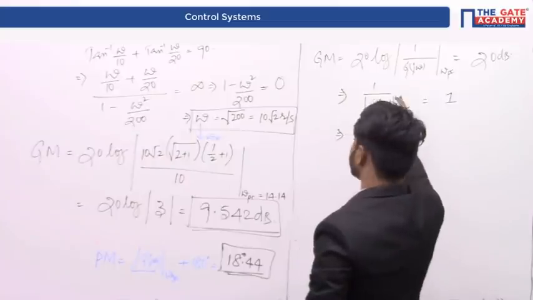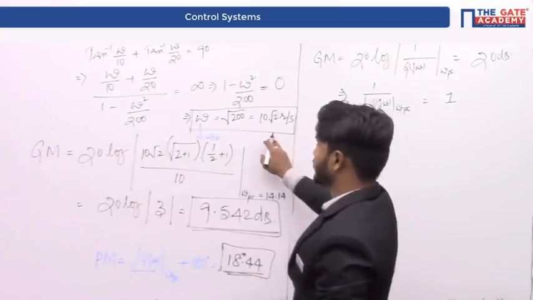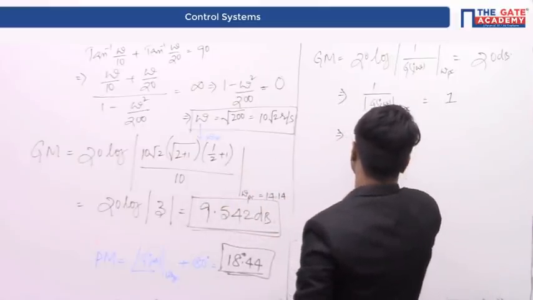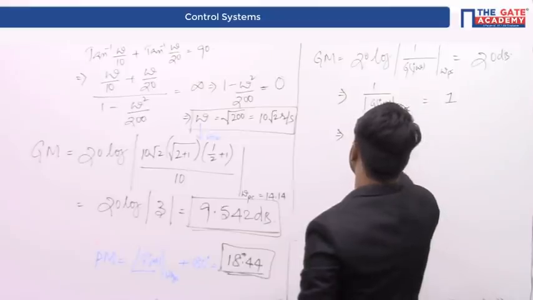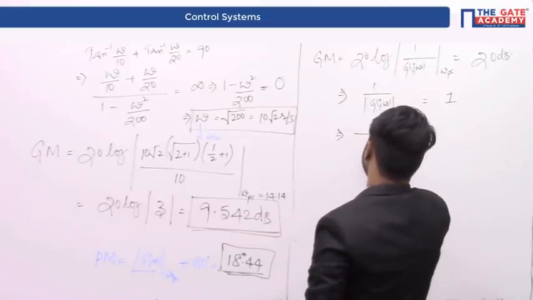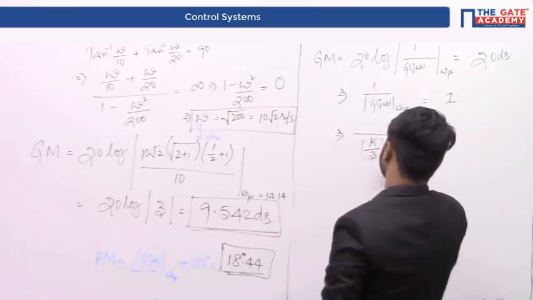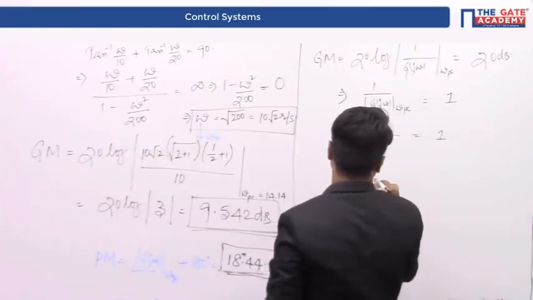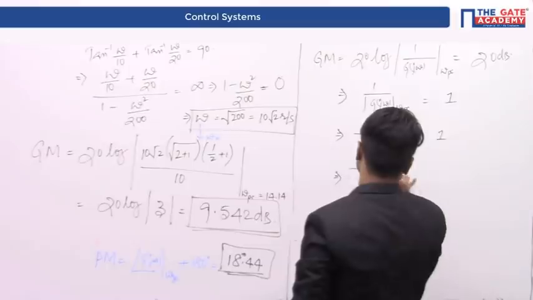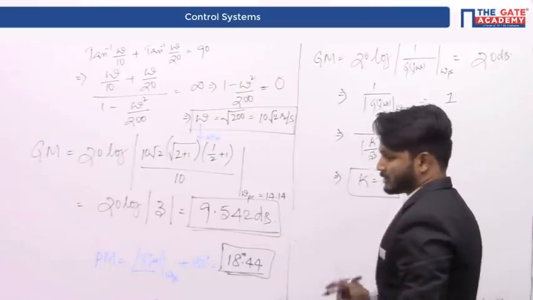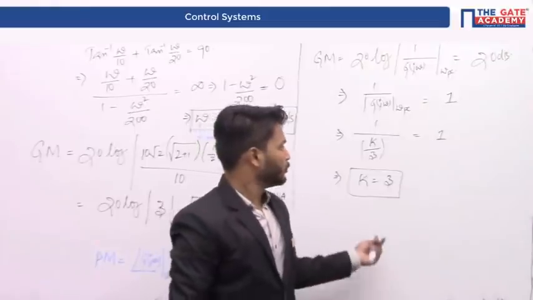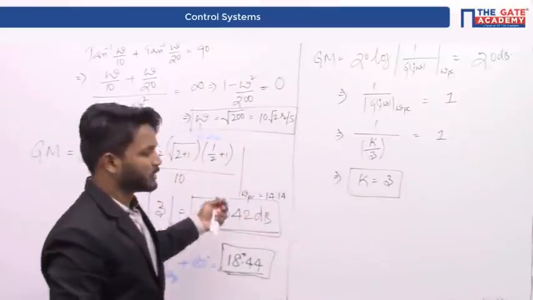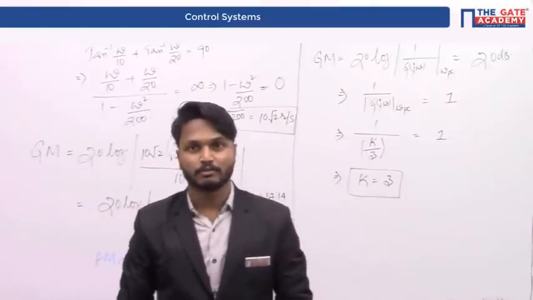So, modulus of G of j omega, we have already calculated that as 1 by modulus of G of j omega, you can calculate this to be K by 3. 1 by K by 3 is equal to 1. That implies you'll get K is equal to 3. For the gain margin to be 20 decibels, the value of open loop gain K must be equal to how much? 3. This K by 3 we have already got from this part. And let us proceed to the next question now.